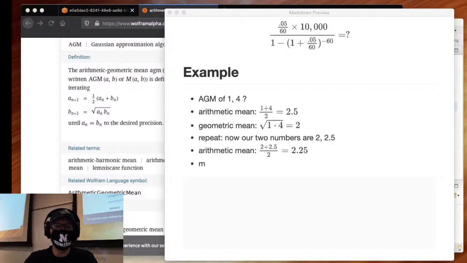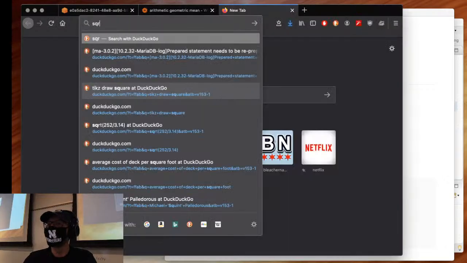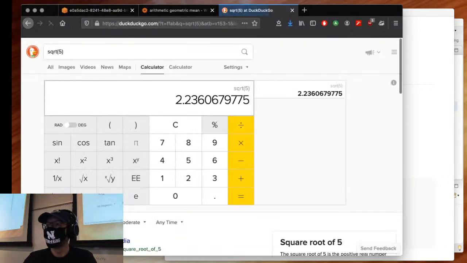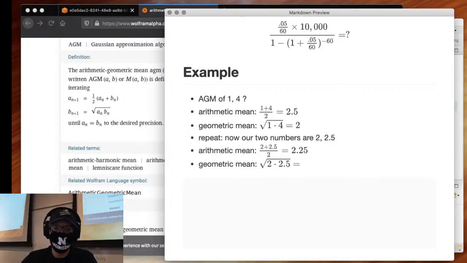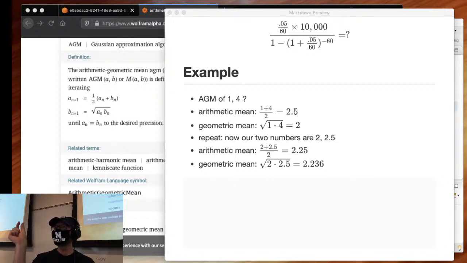Geometric mean is going to be, I'll copy paste up above, and instead of 1 times 4, it's going to be 2 times 2.5. And what value is that? 5, what's the square root of 5? 2.236, right? There we go. You see that they're even closer now? Always getting closer. They're always going to converge on each other.